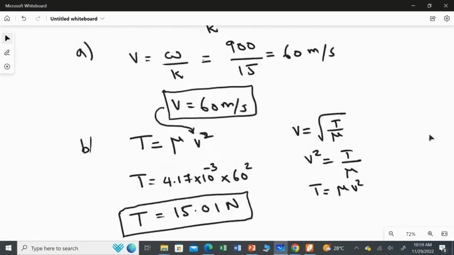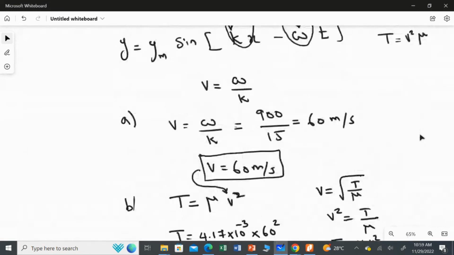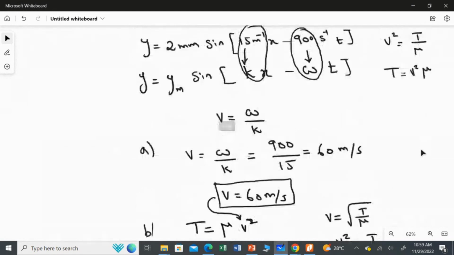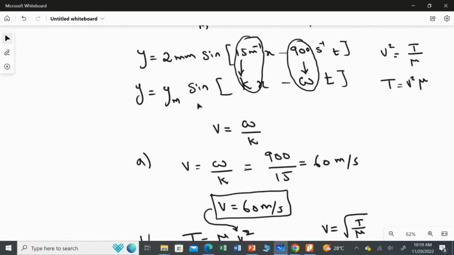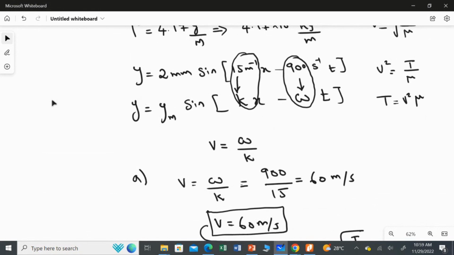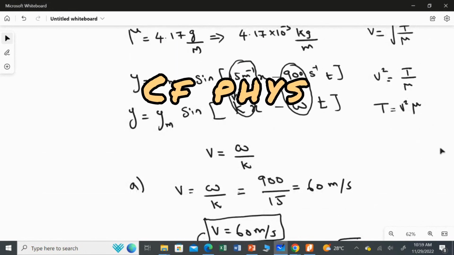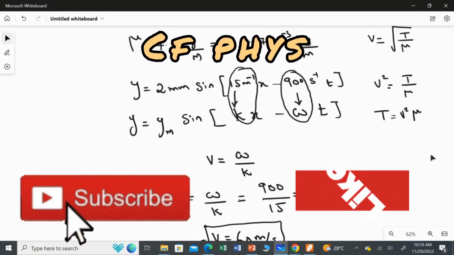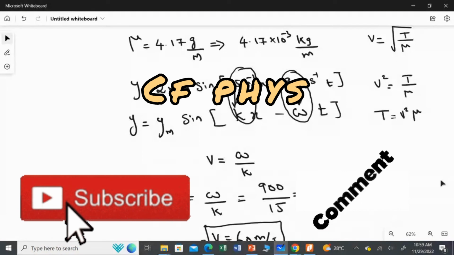So this question is very easy. The most important thing is that you have to compare the general wave equation with the equation given in the question, and from the general equation you have to find some parameters. Also in the second part, we have to find the tension. We already studied all these formulas in the theory, so please use them properly. That's it. Thank you.